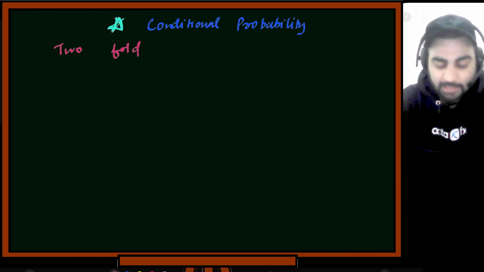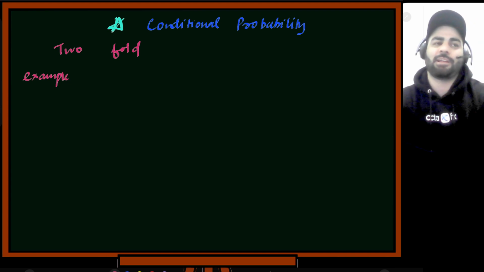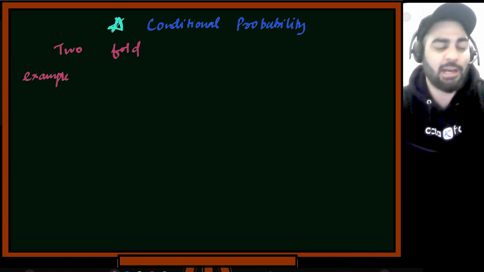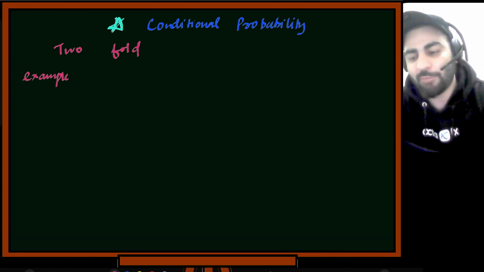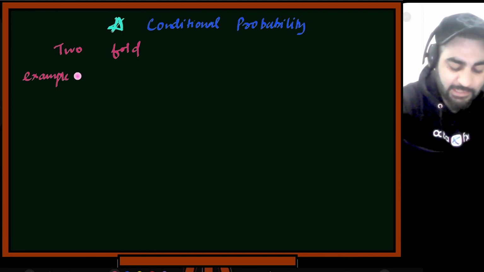Okay, how does it happen? Let's take an example of a die. This is a really important concept. I cannot emphasize it enough. If you know this conditional probability, more or less you will know 60-70% of probability. Okay, so let's take an example.